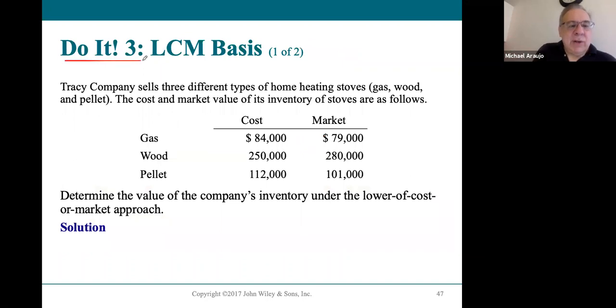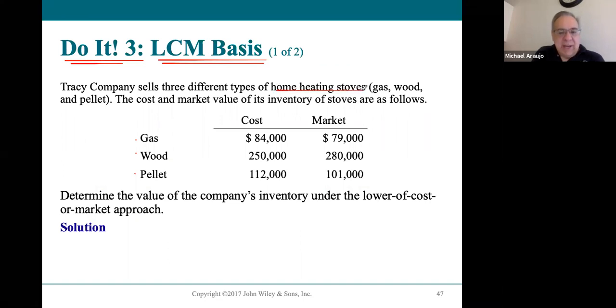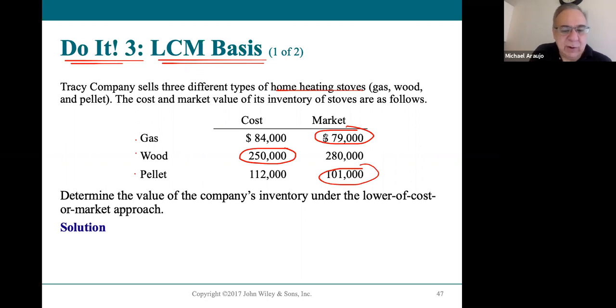Okay. So here's a do it exercise based on the lower of cost or market. That's LCM, lower of cost or market. And again, you're simply picking the lower of the cost or the market for each level of inventory. In this case, this company sells home heating stoves: gas, wood, and pellet. You would simply pick the lower of the two. So obviously the 79 is lower, so you'd use that to value your gas stove inventory. 250 is lower, so you'd use that to value your wood. And 101 is the lower number here. So that's the value of your inventory.